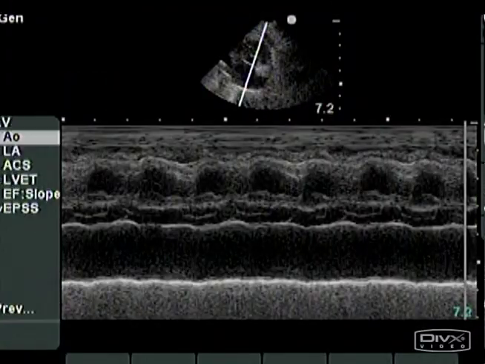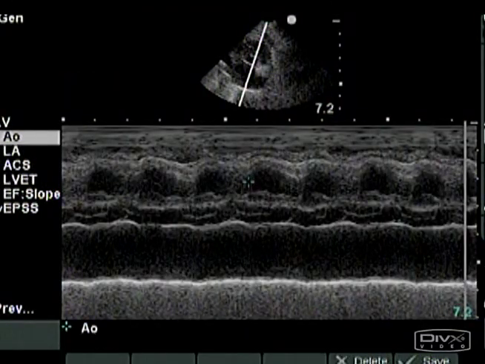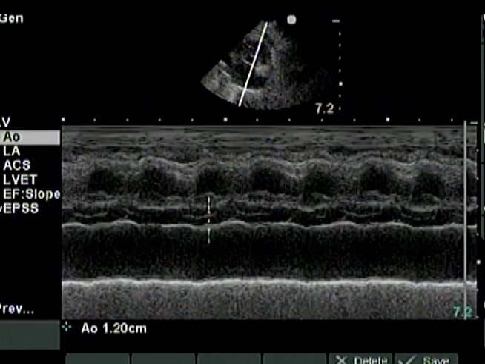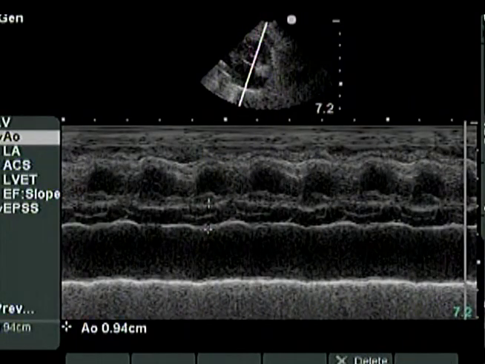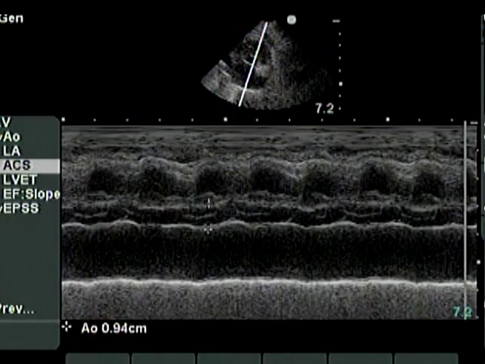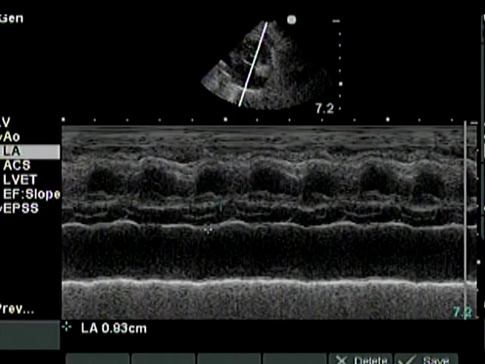Measurements of the left auricle exceeding normal limits suggest left atrial enlargement. In most animals, the left atrium will enlarge before the left auricle does. Therefore, a normal aorta to left atrial measurement from this position does not rule out left atrial enlargement.